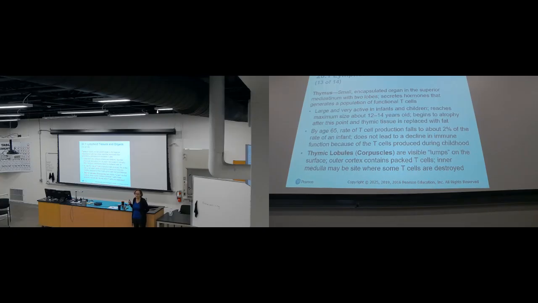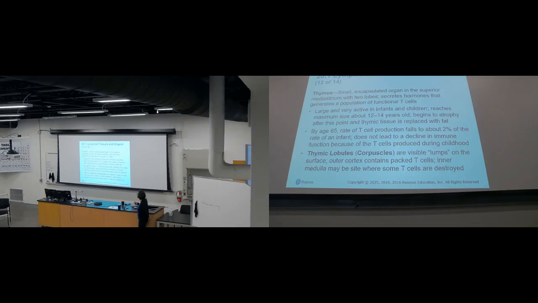B lymphocytes stay in the bone marrow to mature. T lymphocytes exit the bone marrow and go to the training center, which is the thymus, and that's where they mature. Once the T lymphocytes are mature, they go into the circulation.